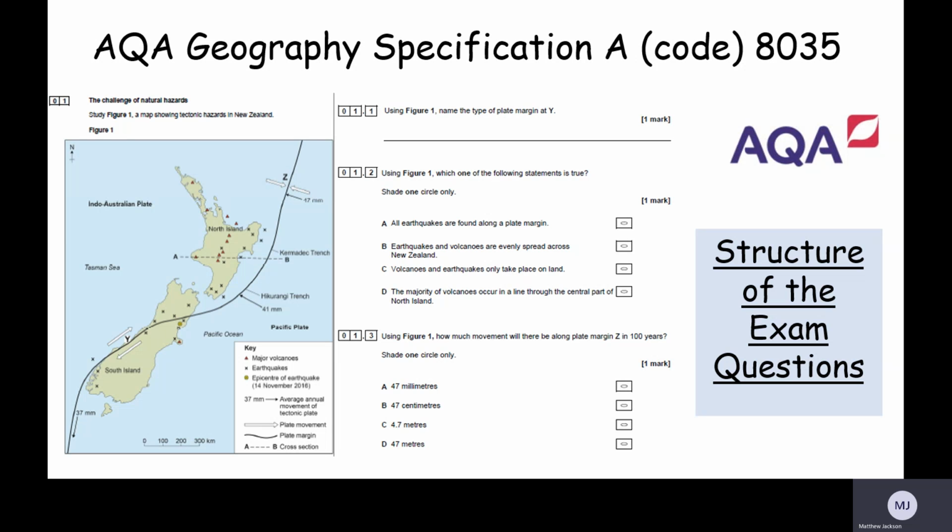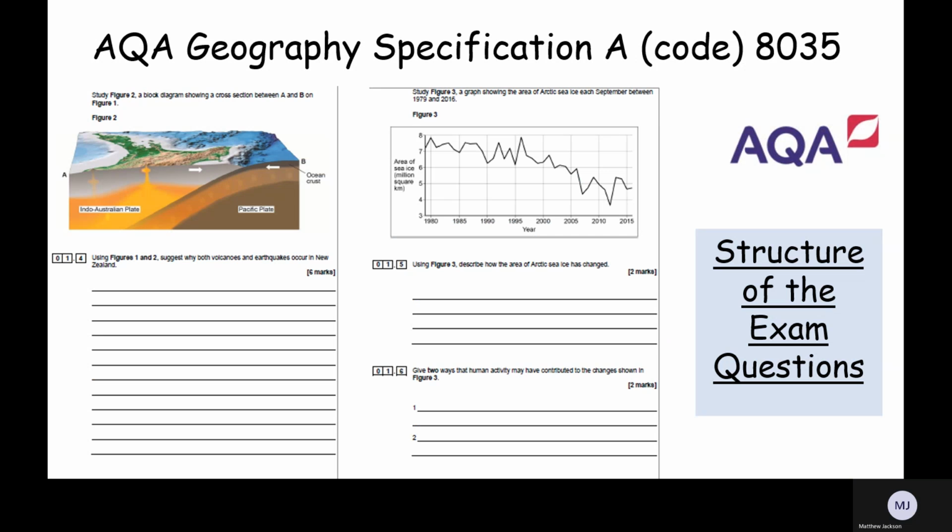of figures. So you can see the physicals and natural hazards here on the left-hand side. They'll give a question like that, and then using figure 1, name the type of plate margin. Some of the questions are lower tiered, lower tariff, with tick boxes, so they have to shade the right answer. Some of the questions relate directly to the figures that have been given.